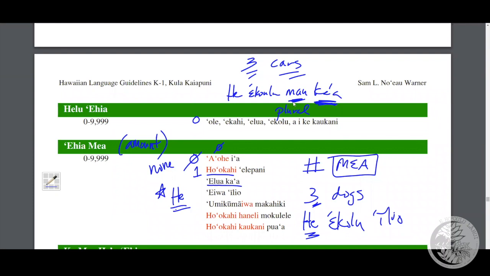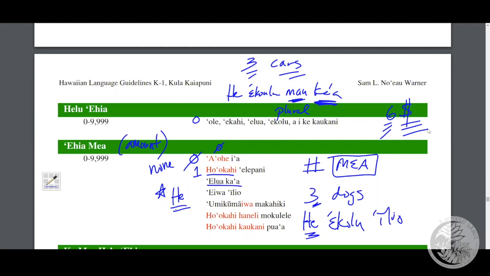Now, how about something else like this? $6. Maybe I'm going to represent the idea of $6. Same thing. I could say eono kala, he eono kala, he eono mau kala. And really all would be correct. Again, just to repeat, eono kala, he eono kala, and he eono mau kala would all be correct.